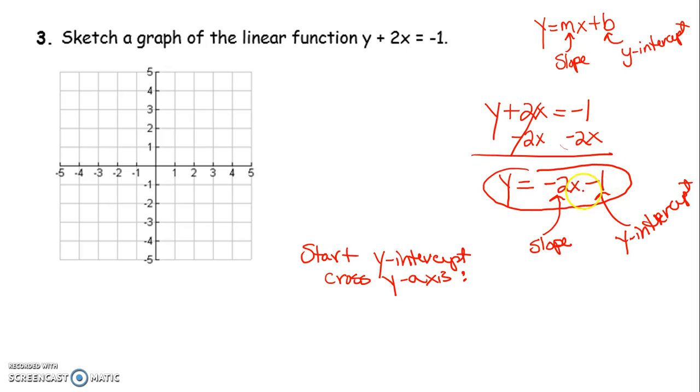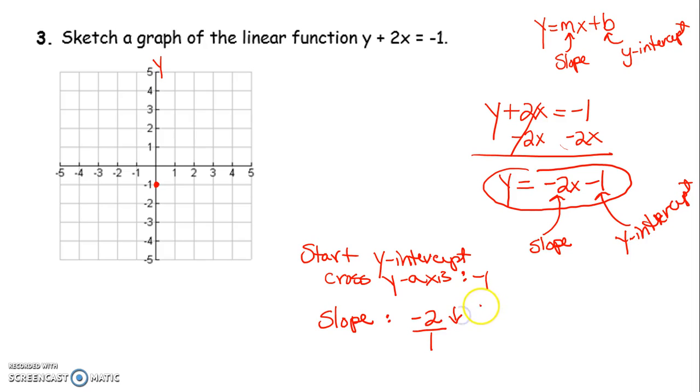And it's going to cross our y-axis at negative 1. So on our y-axis, I'm going to plot (0, -1). That's where I'm going to start. The slope tells us where to move. So then I look at the slope. My slope is negative 2. Negative 2 is the same as negative 2 over 1.